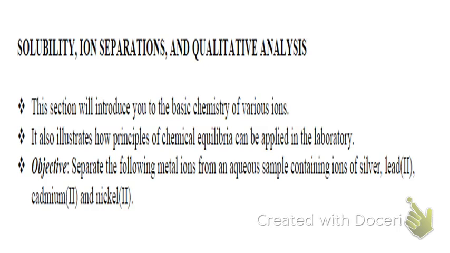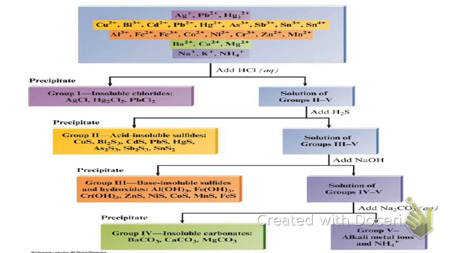This next section is going to talk about how to remove certain things in order. We're also going to be comparing and doing calculations with their KSP values to figure out which one would precipitate first. So here is just an example. Let's say I have all of these ions in solution and I want to take them out. Knowing your solubility rules, if I was to add HCl, what would I precipitate out? Silver, mercury, and lead, right? Then all of the other ones would stay.